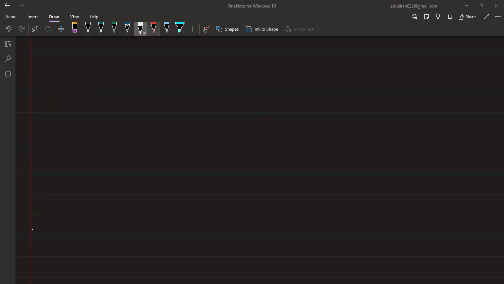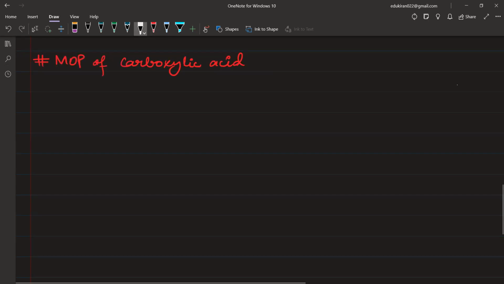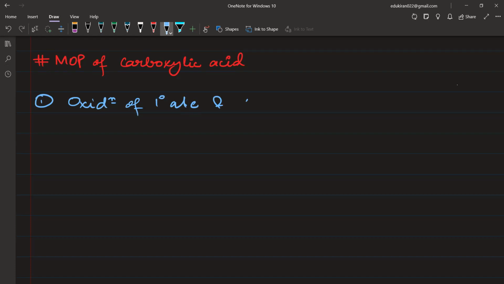So aldehydes and ketones is completed. Right, next, methods of preparation of carboxylic acid. Right here, number 1, oxidation of 1 degree alcohol and aldehydes.